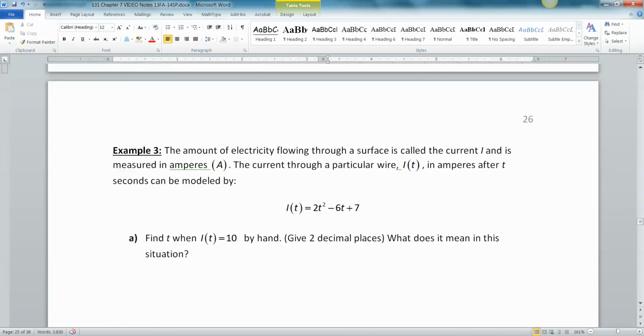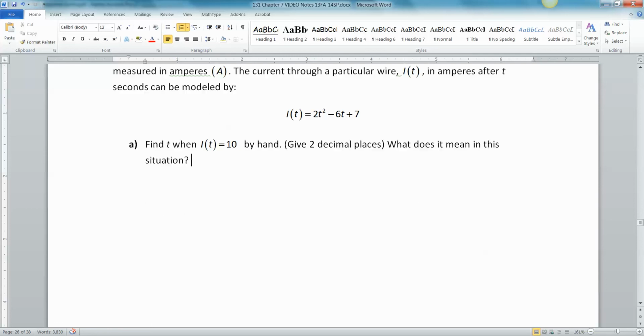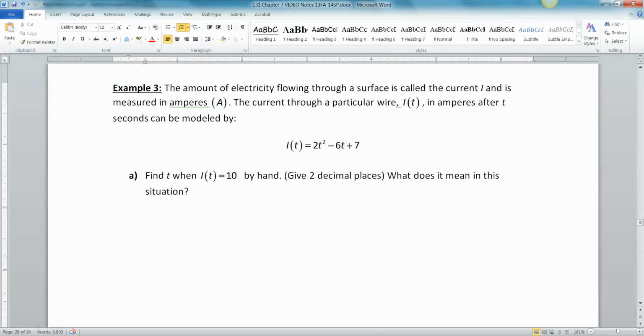All right, so now let's use those ideas to solve this story problem. It says the amount of electricity flowing through a surface is called the current I and is measured in amperes, A. The current through a particular wire, I of t, in amperes after t seconds can be modeled by this quadratic equation. So find t when I of t equals 10. And what does that mean in the given situation?